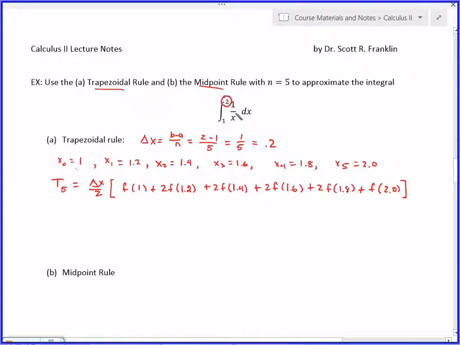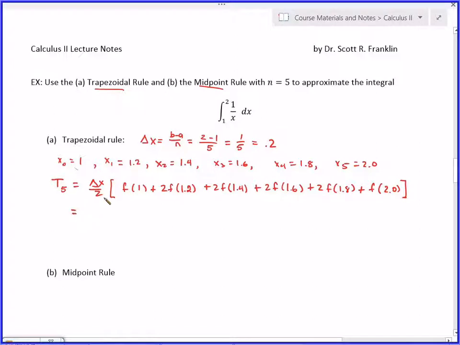You just keep going till you get to the b. That's the only thing you need to know. And like I said, you don't even have to count or know how many terms there are. You just keep going till you get to the end. For your coefficients, put 1, 2, 2, 2, 2, 2, and then make sure that the last one is just a 1.